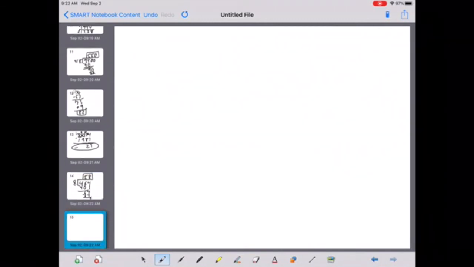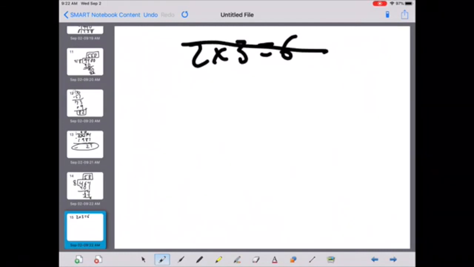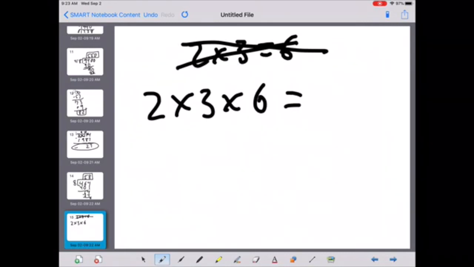Last but not least is number 29. It says use the numbers 2, 3, and 6 to illustrate the associative property of multiplication. Most 6th graders go like this: 2 times 3 equals 6. That is wrong. That's a fact family. This is bad, 6th grade. They say the associative property. So I write 2 times 3 times 6 equals 2 times 3 times 6. Remember, stays in the same order.